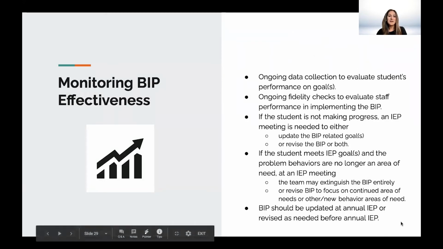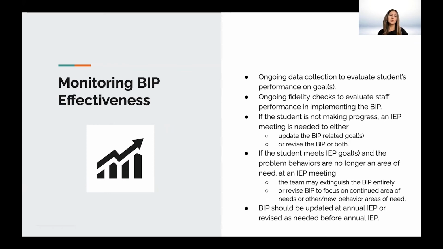So we might have a beautiful behavior intervention plan. We had a thorough functional behavioral assessment that helped us gather all the pieces for this plan. But in order to be effective and ensure that it is in fact working in decreasing the problem behavior, we need to collect data. Data collection is important to evaluate the student's performance on the goals, right? Decreasing the problem behavior goals and increasing those replacement behaviors. But we also need ongoing fidelity checks to evaluate how the staff is implementing this plan.